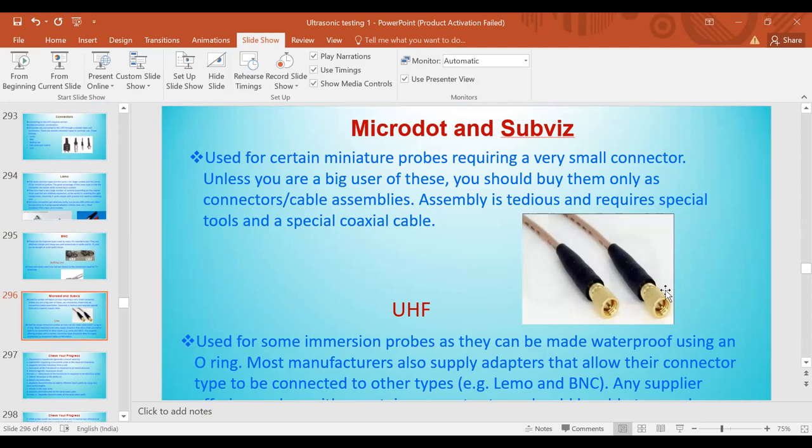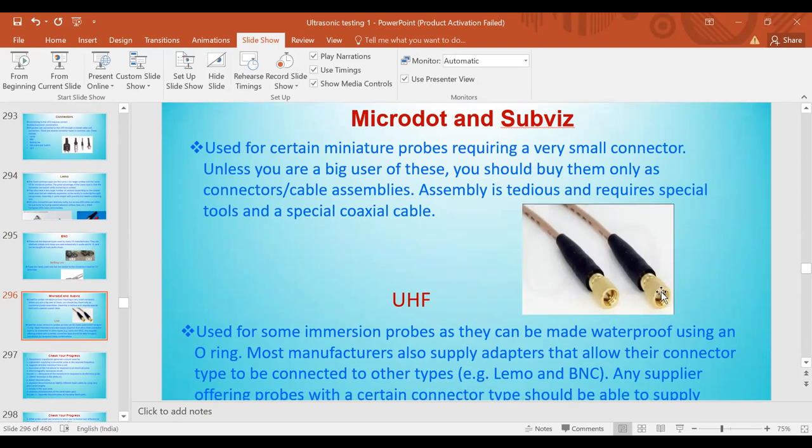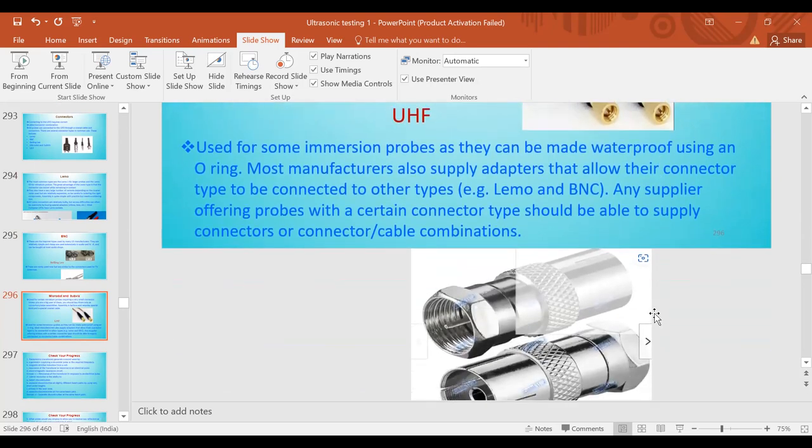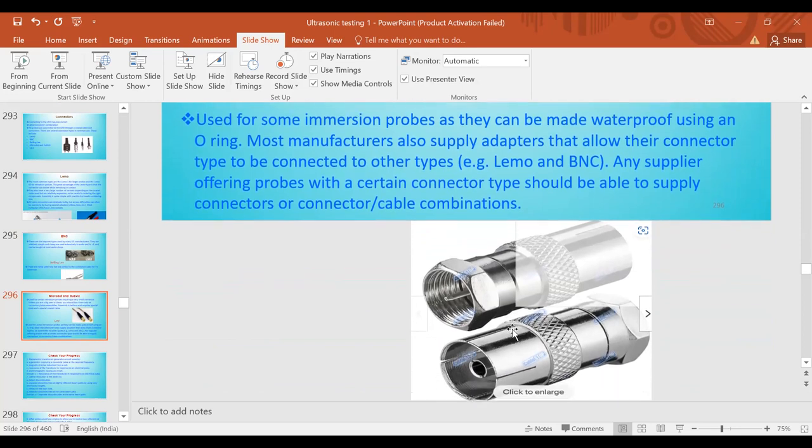Micro dot and sub is UHF. Some are immersion proof, as they can be made waterproof using an O-ring. Most manufacturers also supply adapters that allow their connector type to be connected to other types, such as LEMO and BNC. Any supplier offering probes with a certain connector type should also supply connectors and cable combinations.